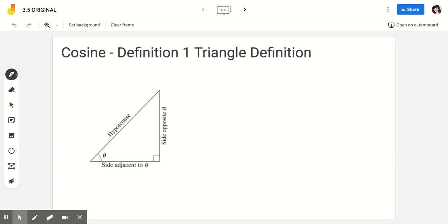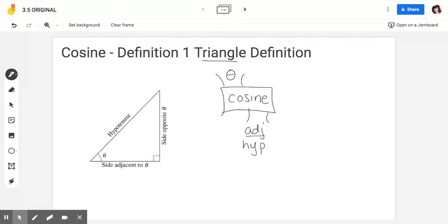Okay, the first definition we're going to do for cosine comes from the triangle. So in this definition, thinking about it as a function, I'm going to draw a little function machine here, a function where what we input is an angle, and we do the little cosine to our angle, and what we get out is a ratio, and that ratio is the side adjacent to theta over the hypotenuse. So that's our function for cosine.